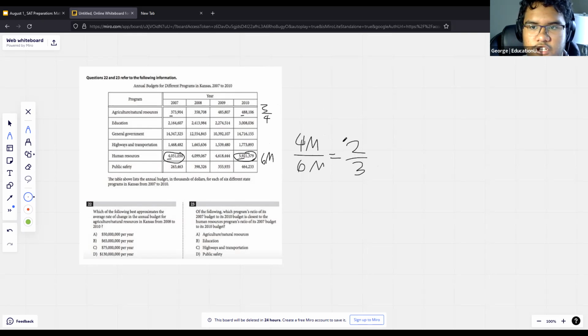When we look at education, this one has the millions digit again, and you can see it's 2 in 2007 and 3 in 2010, and we get 2/3.